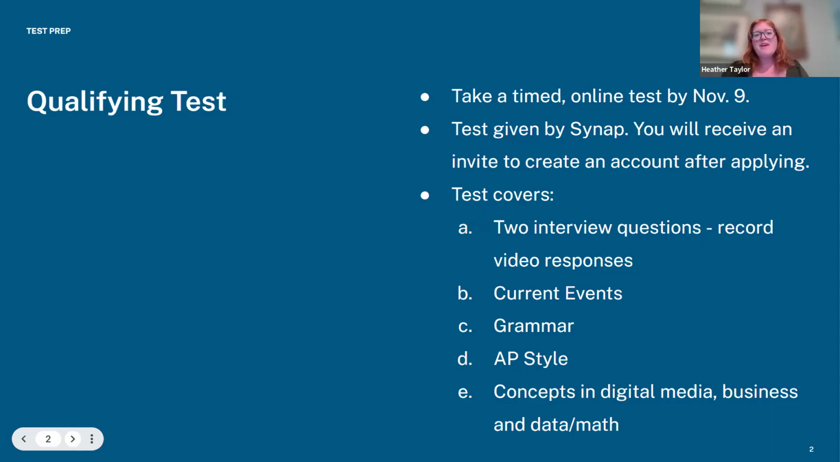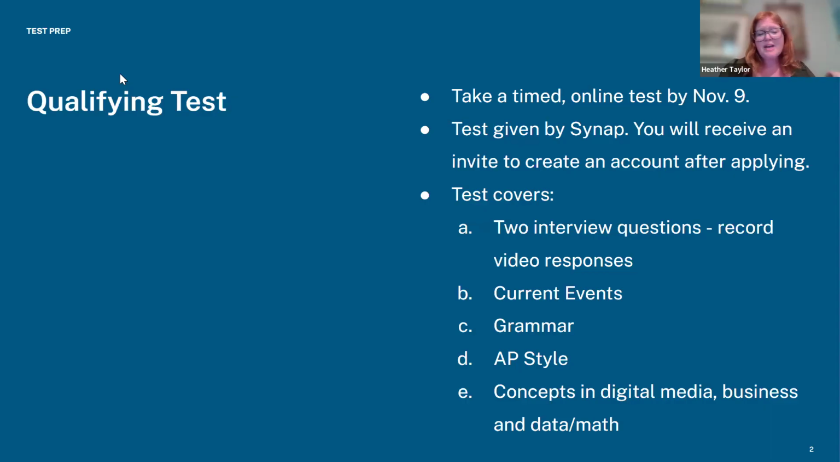So, the qualifying test. This is a timed online test that you must take. The test is given by Synap. And so within 24 to 48 hours after you submit your application, you will get an email from Synap that says like, please create your account, or it says, please reset your password. So to take the test, you must create an account in Synap. So it doesn't say like, click here to take the test. It just says, click here to reset your password.